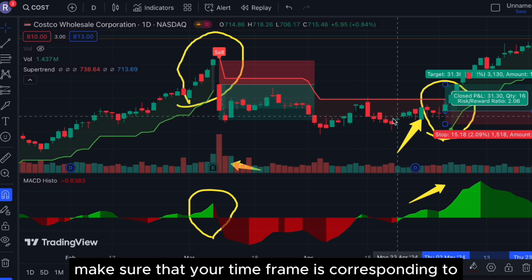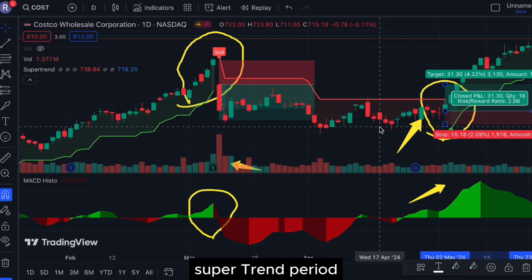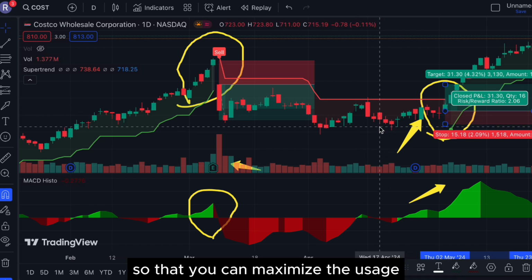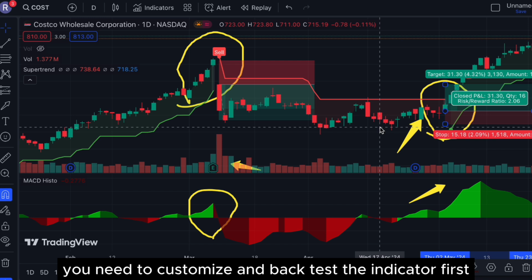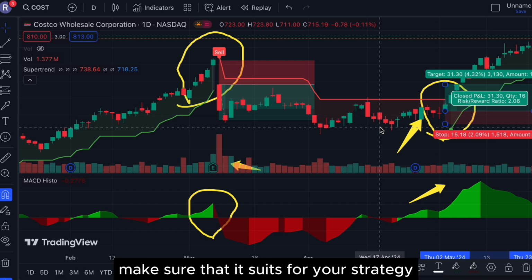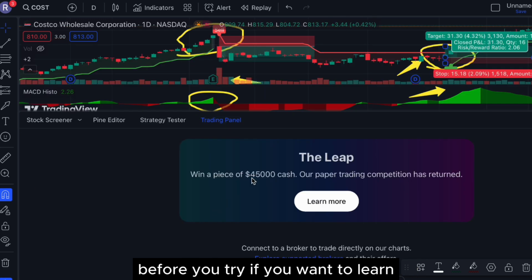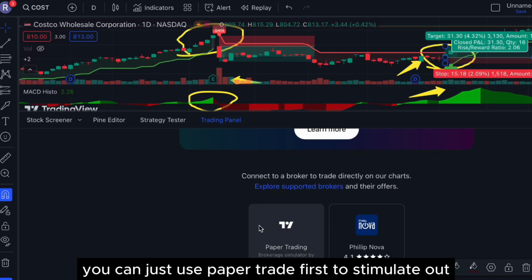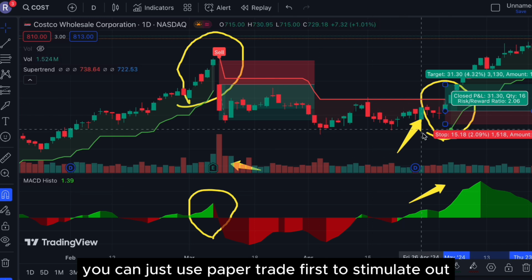Make sure that your time frame corresponds to the super trend period so that you can maximize the usage and the functionality of super trend. You need to customize and backtest the indicator first before you try any indicator. Make sure that it suits your strategy before you try. If you want to learn, you can just use paper trade first to simulate paper trading for trial first.